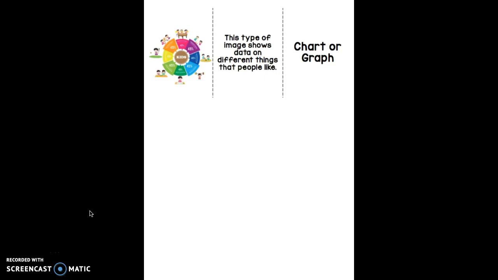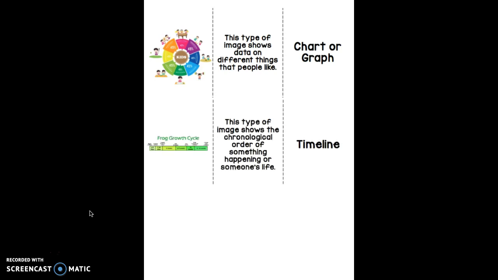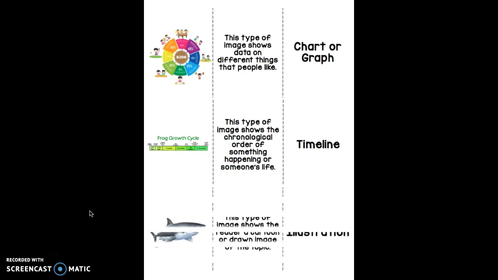A chart or a graph. This type of image shows data on different things that people like. You may have made some charts and graphs in math recently. A timeline. This type of image shows the chronological order of something happening in someone's life. That's basically just something from the beginning all the way through to the end. It tells you specific dates. And an illustration. This type of image shows the reader a cartoon or a drawn image of the topic.